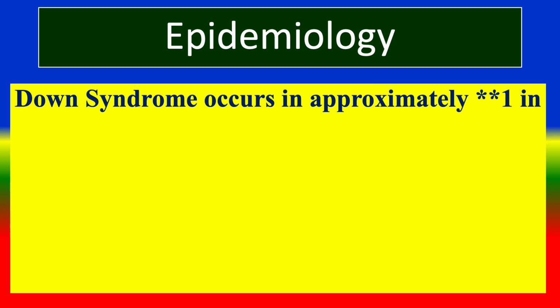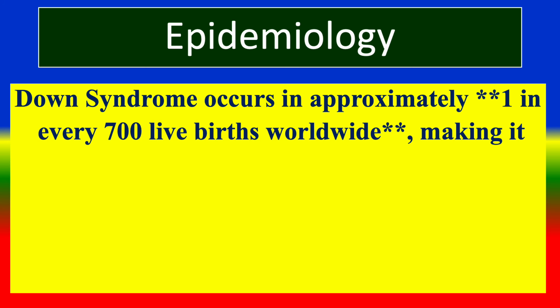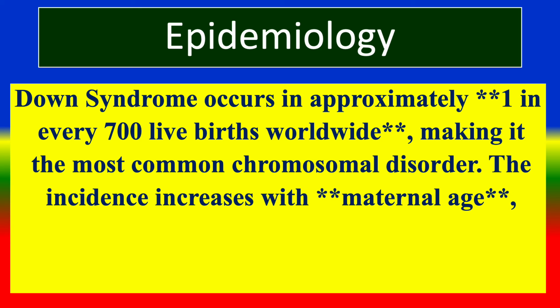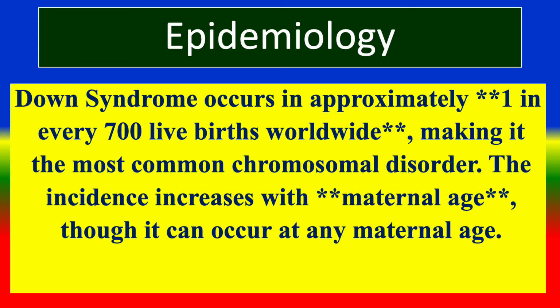Epidemiology. Down syndrome occurs in approximately 1 in every 700 live births worldwide, making it the most common chromosomal disorder. The incidence increases with maternal age, though it can occur at any maternal age.